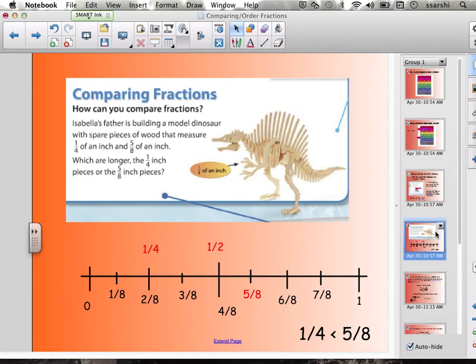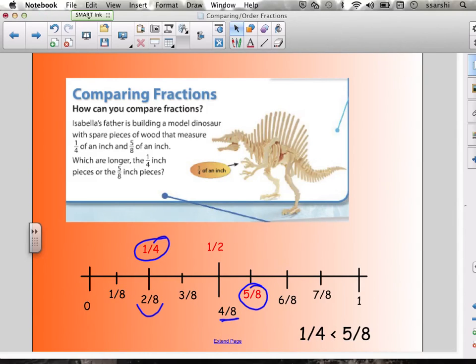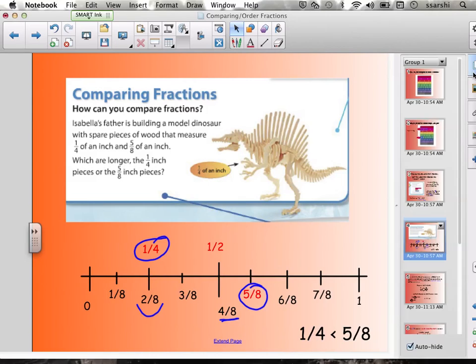And again, here I have a number line drawn for you. The number line is written in eighths, and you can see that 1/4 is equivalent to 2/8. 1/2, one of our other benchmarks, is equivalent to exactly 4/8. And you see here is 5/8, and here's the 1/4 that we're comparing. So 1/4 inch pieces are definitely less than 5/8 inch pieces, or 5/8 inch pieces are the longer of the two pieces.